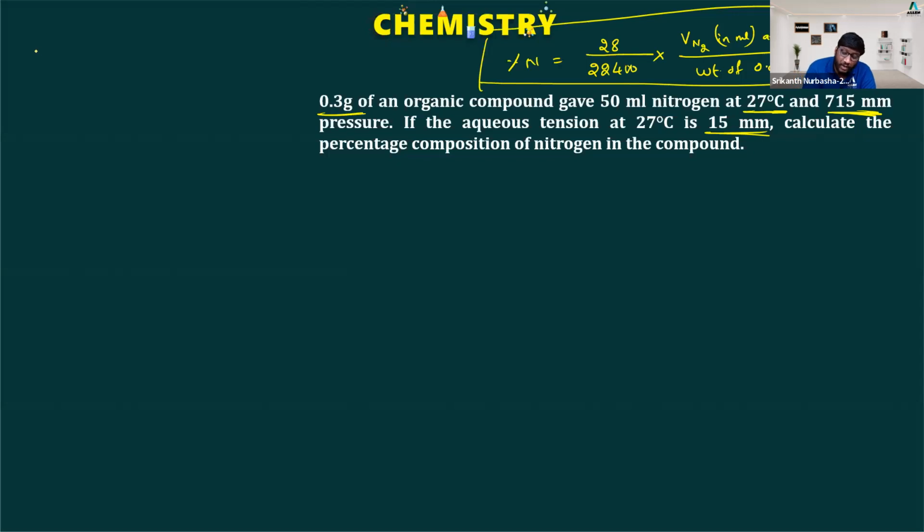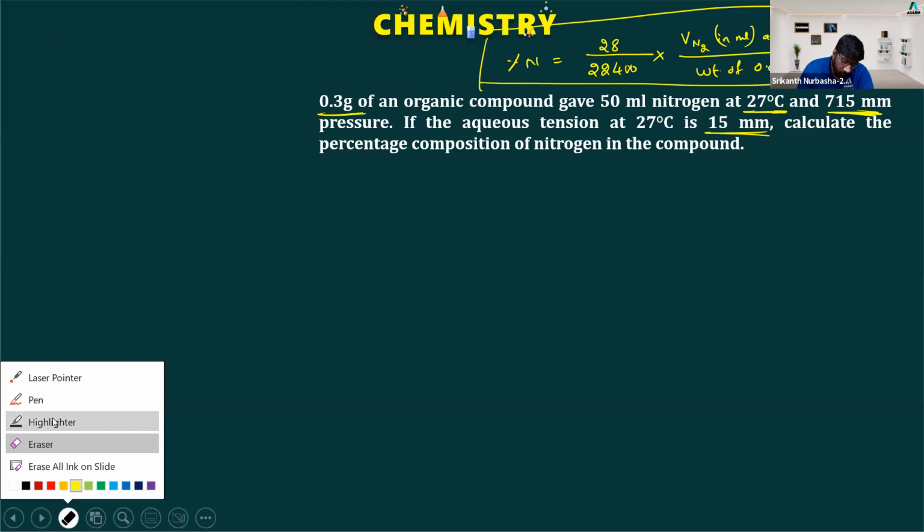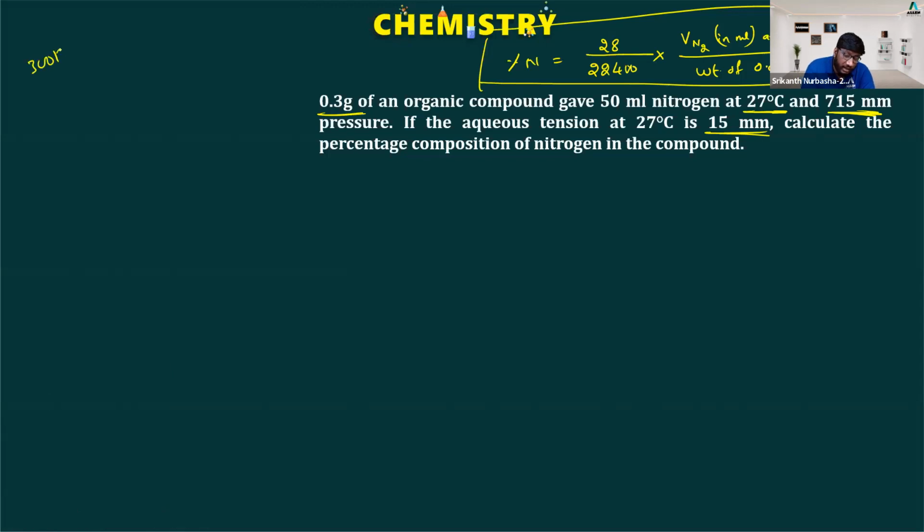So what are the given conditions? 27 degrees Celsius. STP means what condition? 273 Kelvin, that is 0 degrees Celsius, and 1 atmospheric pressure. 27 degrees Celsius means I'll write 300 Kelvin. And what is the ideal gas equation? PV is equal to nRT. Number of moles and R are constant, so PV by T is equal to constant. So P1V1 by T1 is equal to P2V2 by T2.